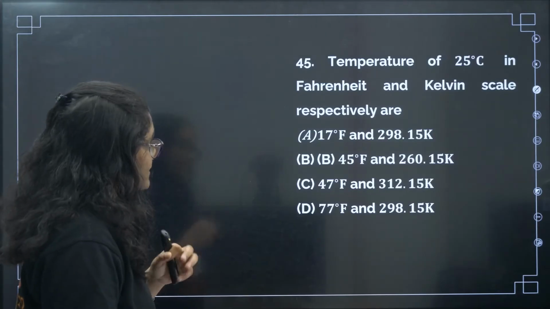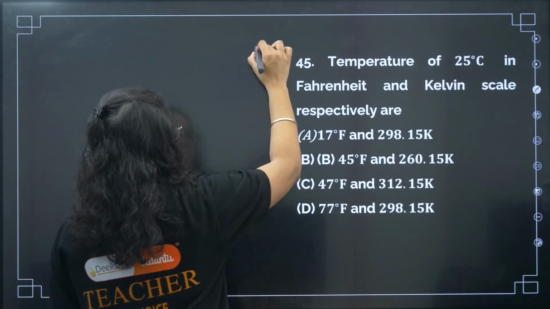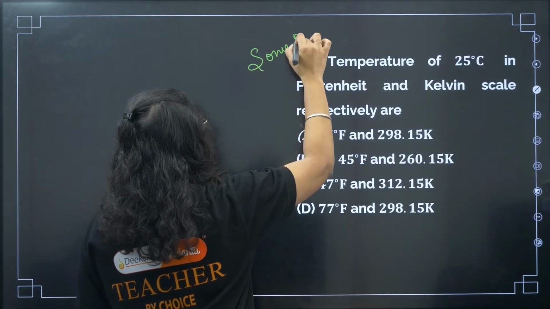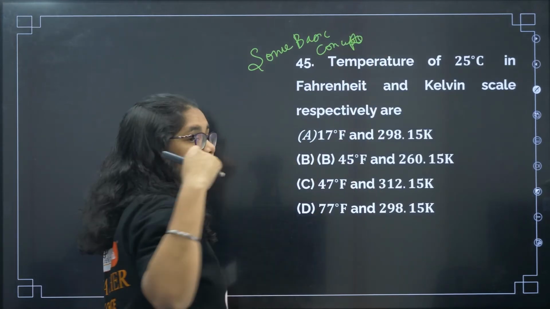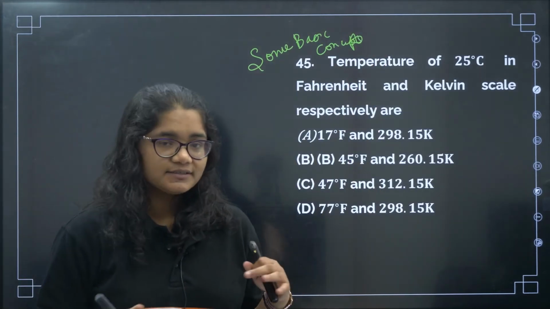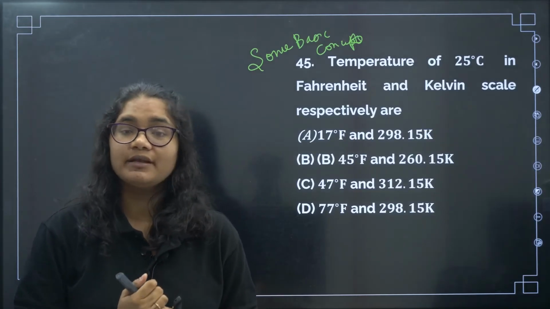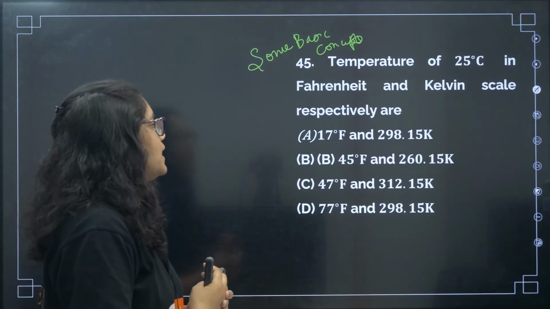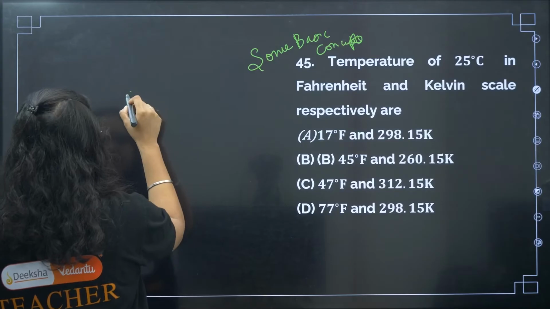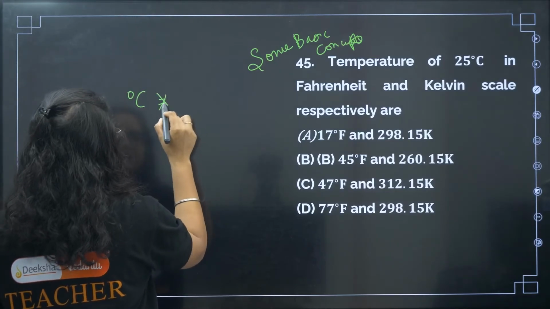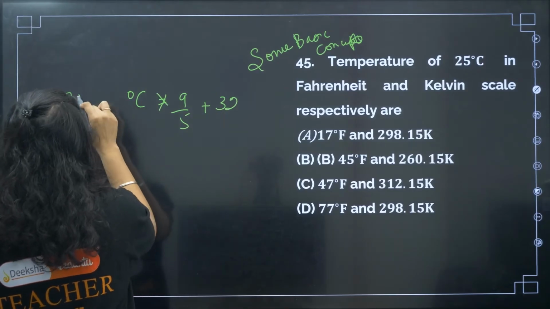Temperature of 25 degrees Celsius in Fahrenheit and Kelvin scale respectively are. This question is from your first chapter, some basic concepts, where we studied the fundamental quantities and their conversions, their significant figures, right? We generally ignore them, but yes, questions have been asked from that portion also. Now, to convert Celsius to Fahrenheit, Celsius into 9 by 5 plus 32 will be your temperature in degree Fahrenheit, right?